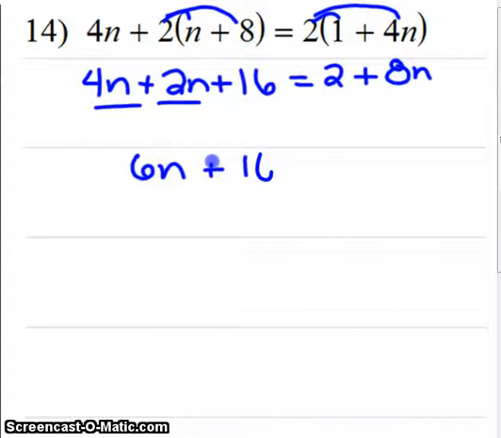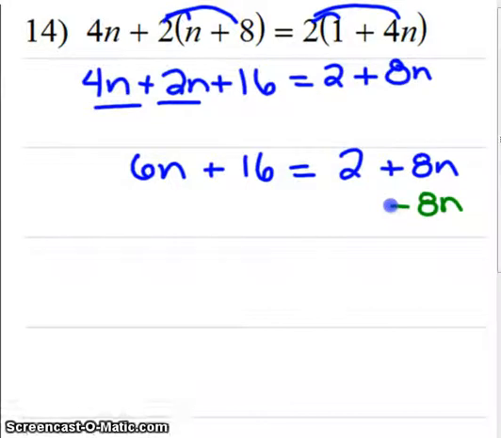Plus 16 equals 2 plus 8n. So again, I do not want to combine 6n plus 16 and say it's 22n, because they are not like terms. 16 does not have an n on it. So next what we're going to do is combine the n's. We're going to get the n's to the same side. I'm going to do the opposite of adding 8n and subtract it on each side.